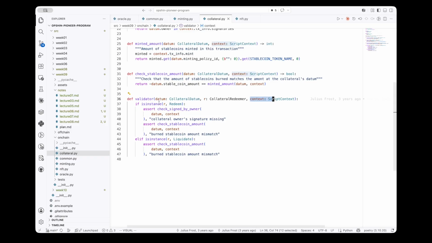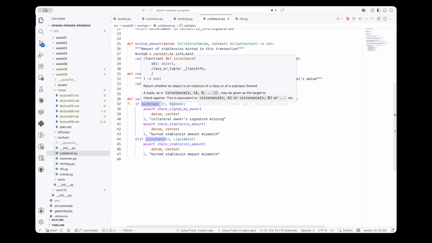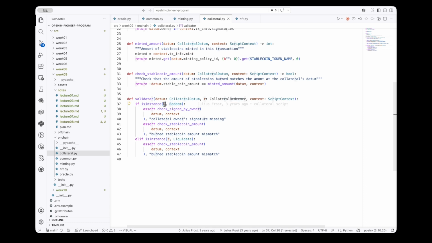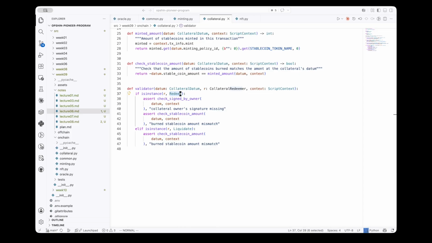And again, we have 2 cases corresponding to what type of redeemer we have. In the redeem case, we need to check that the owner from the datum has signed the transaction, this is this part, and that the coins burned equal the coins originally minted in the UTXO, and this is the second check.